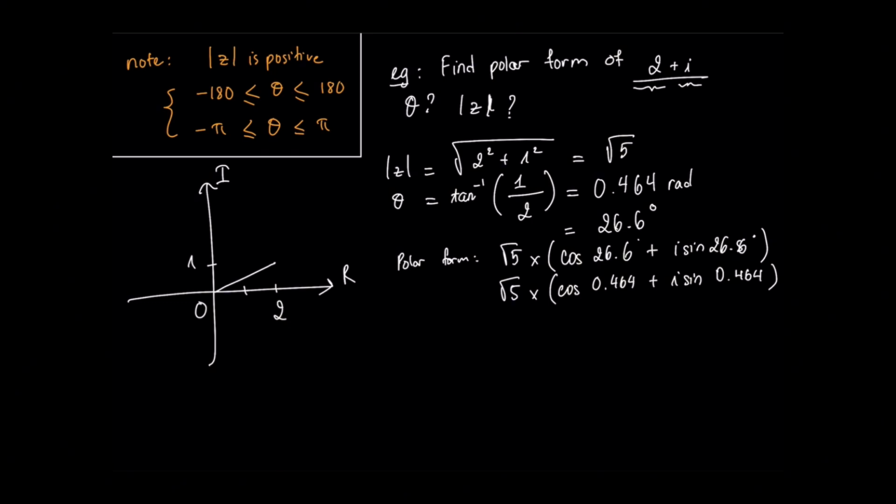So instead of cos theta plus i sine theta, you can use an abbreviation. So basically, cos theta plus i sine theta can be written as cis theta. So you can combine them into one word like this, which will save you so much time.